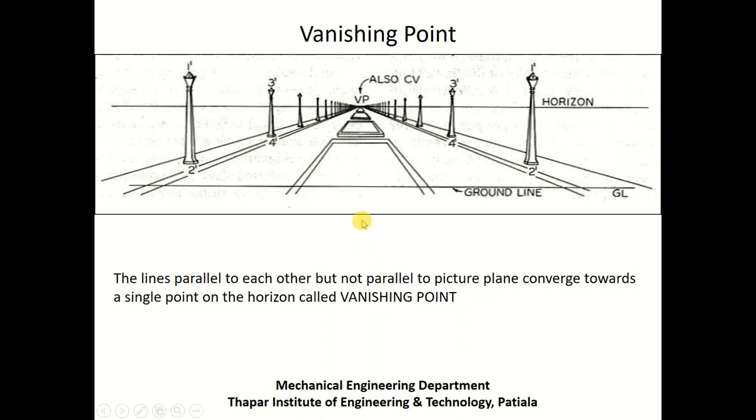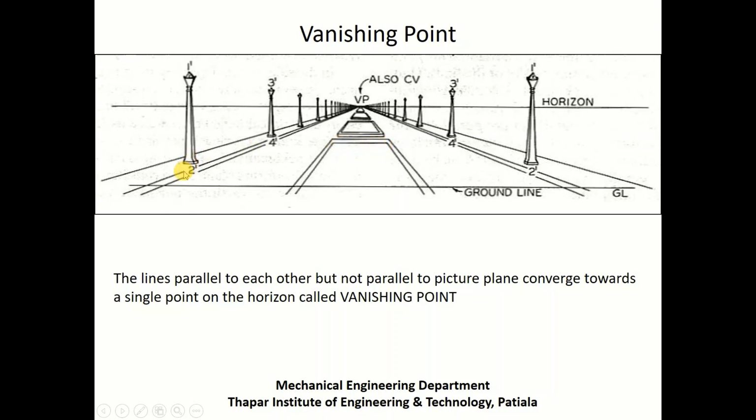So this is how this scene will appear to the observer who is standing at some finite distance from the picture plane. The important thing to see is that all the poles which are vertical are parallel to each other, so these edges will never meet each other. You can also see these horizontal lines, they are also parallel to each other, so they will also never meet each other.